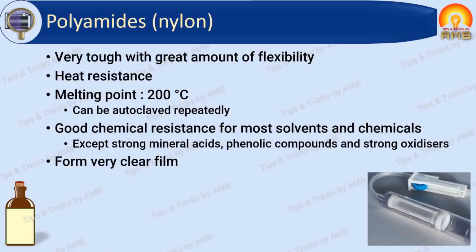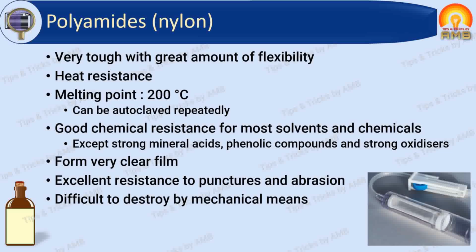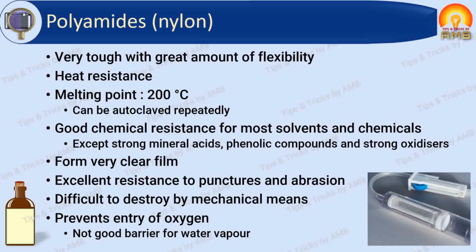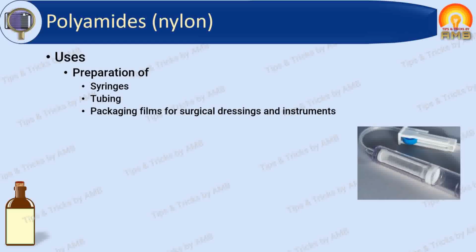It can form very clear film and has excellent resistance to punctures and abrasion. It is difficult to destroy by mechanical means. It prevents the entry of oxygen but is not a good barrier for water vapor. It is used for the preparation of syringes, tubings, and packaging films for surgical dressings and instruments.